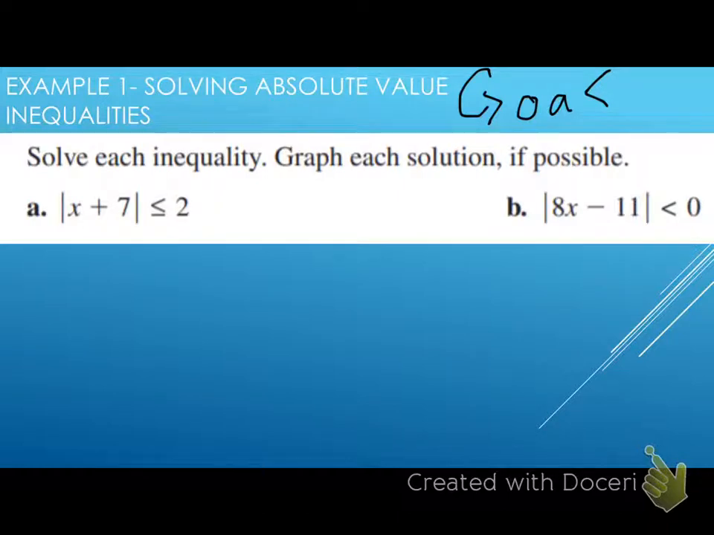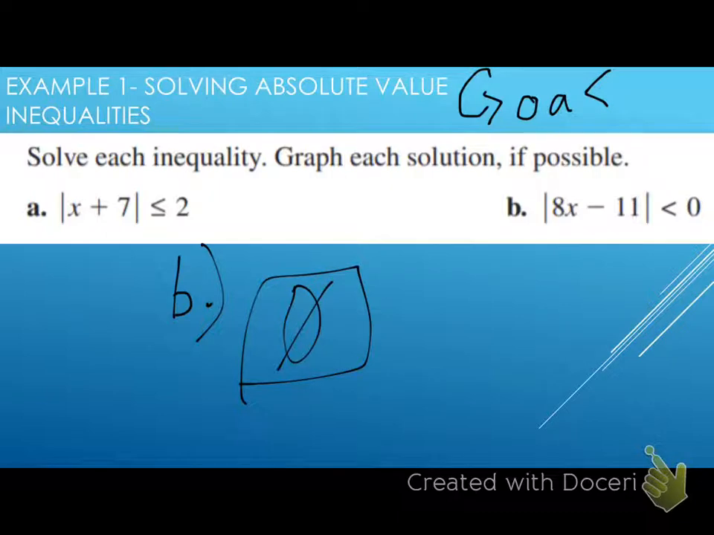Would that be a true statement? No. Because what numbers are less than 0? Negative numbers, and I don't want my absolute value to be negative, do I? So this would be no solution for letter B. Does everyone see that and understand that? Any questions there? We good with B? Can I go ahead and move on to the next examples?